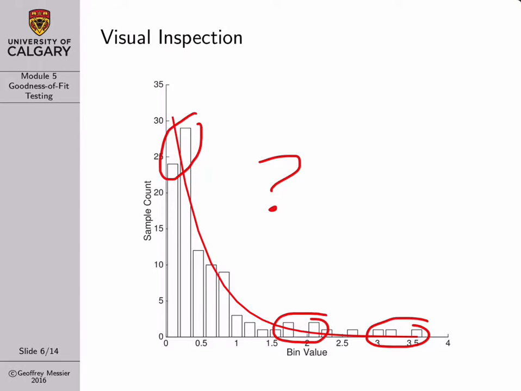And that's going to lead us into the second part of the discussion, which is the chi-squared goodness of fit test.